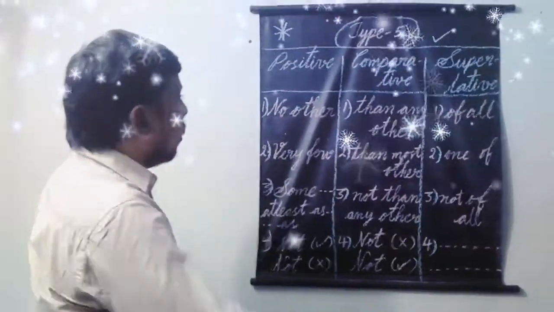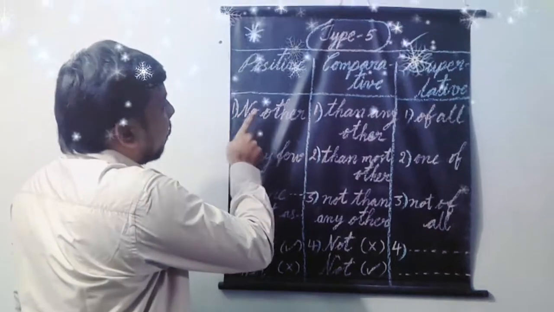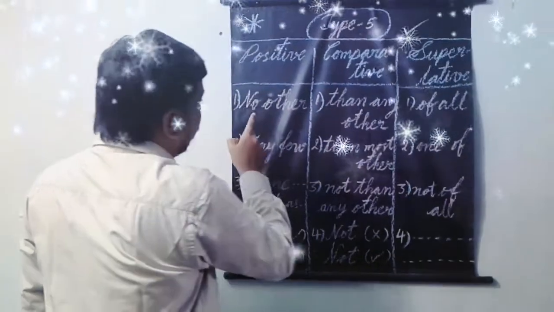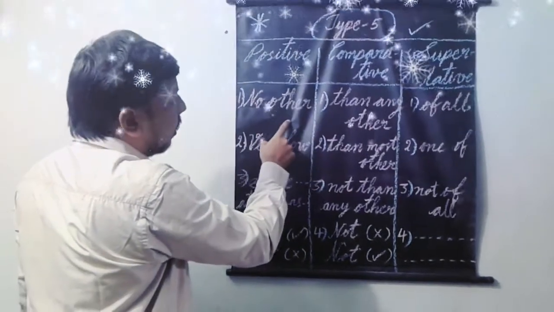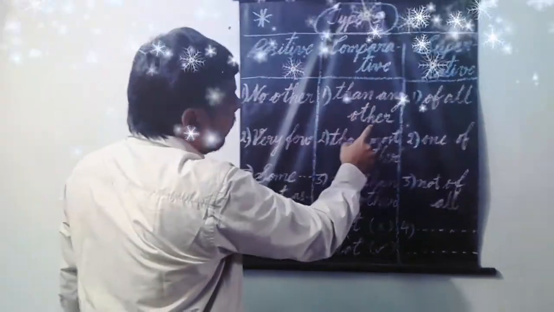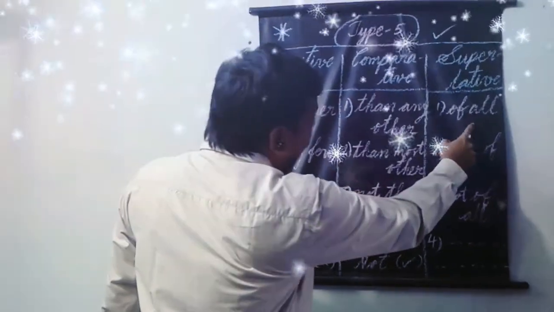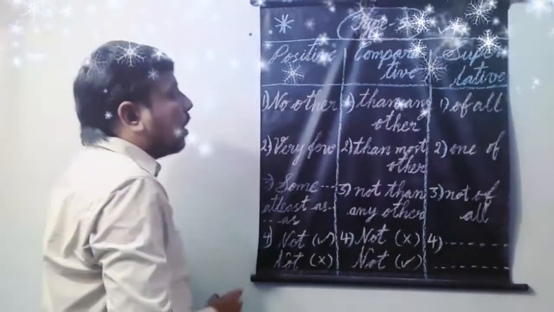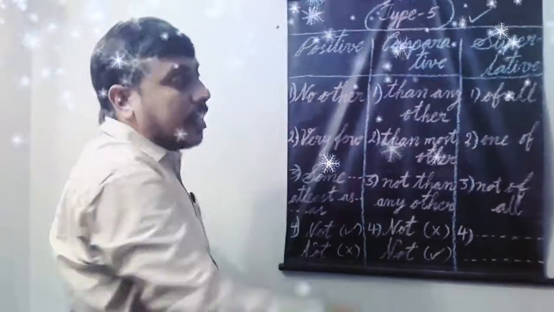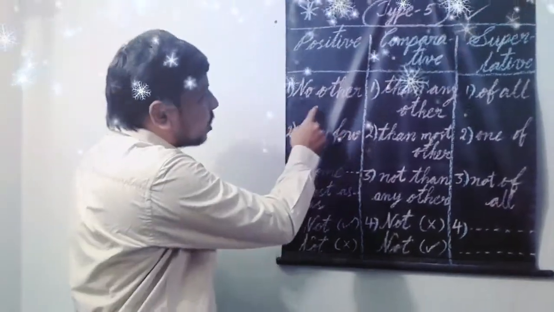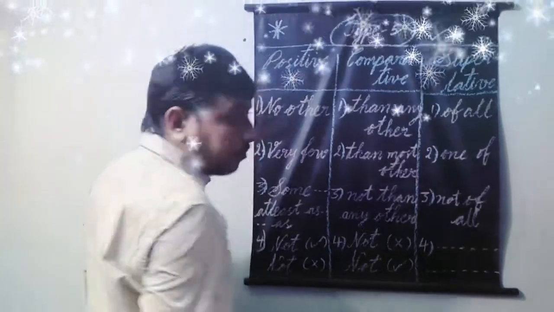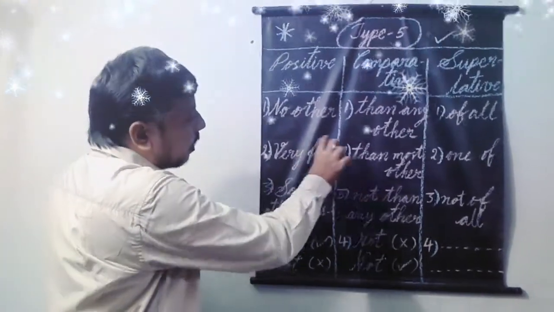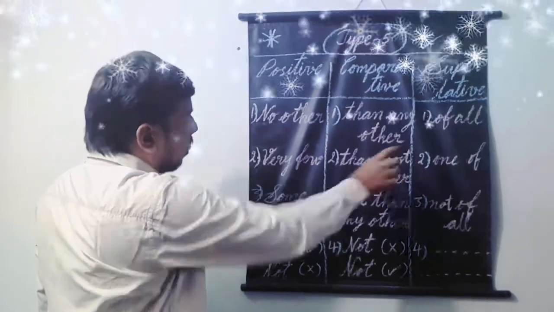Okay? If you take type 1: positive, comparative and superlative. Type 1 positive: no other; comparative: than any other; superlative: of all. These are the clues for identifying type 1 degrees of comparison such as positive, comparative and superlative. Now let us go to type 2 degrees of comparison. These are the clues that we have to remember.